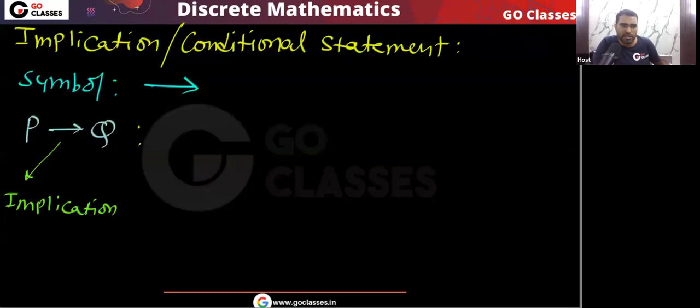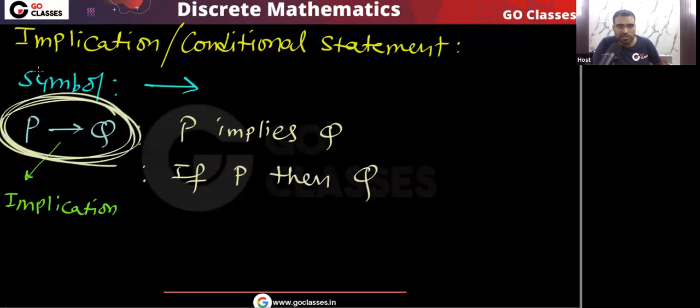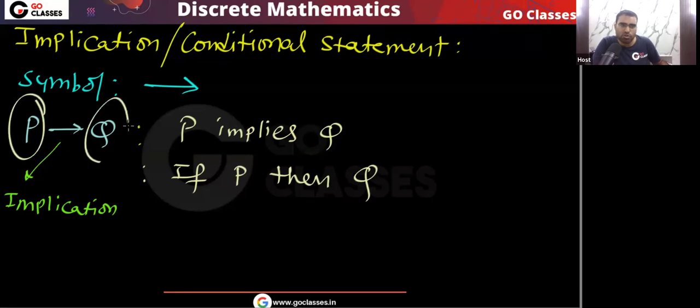Now how to read this in English? This is very simple. This simply means P implies Q. Either you can read it like this or like this: if P, then Q. What this says is that if P is true, then Q is true. If P happens, then Q happens. So this is how you read this in English.